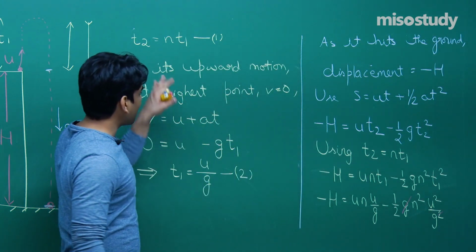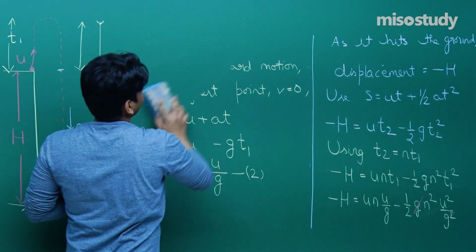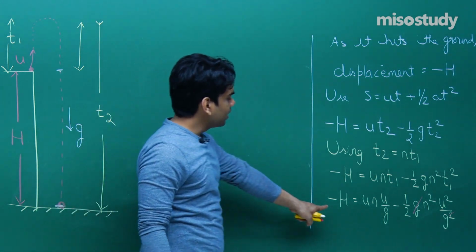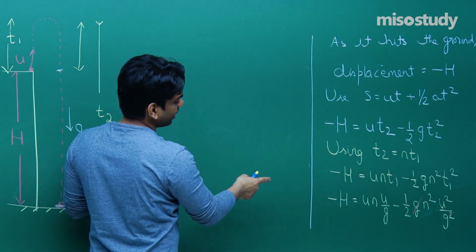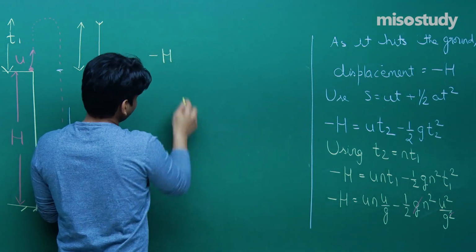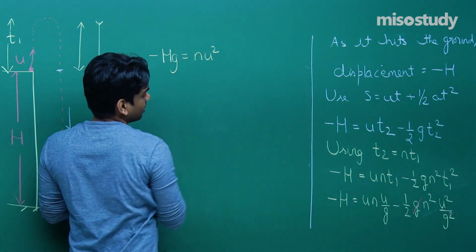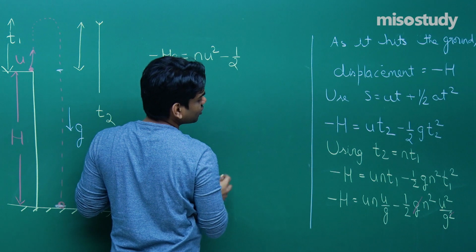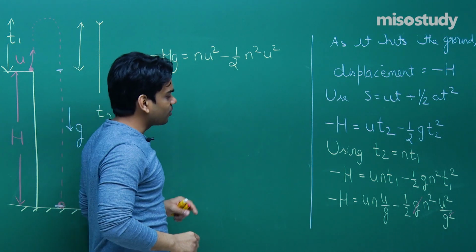This part I believe that you all would have taken down. Not too tough for us to understand. Let me go ahead with the further part of the problem. Let me simplify this. Now from here, if I multiply everywhere with g, I will be getting minus hg is equal to nu square, and minus half, and here we will be having n square u square. This is one of the things we are obtaining after multiplying the entire equation with g.